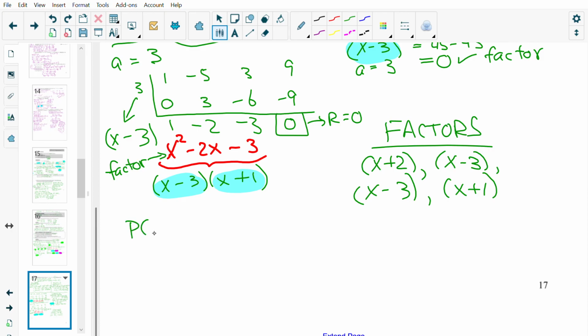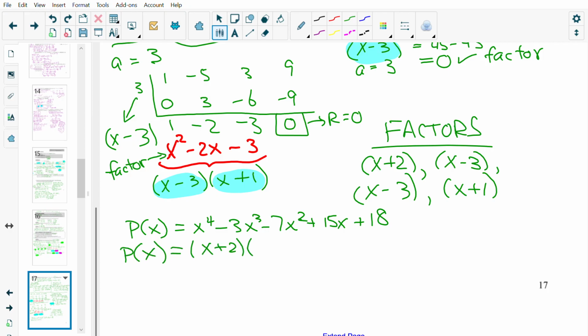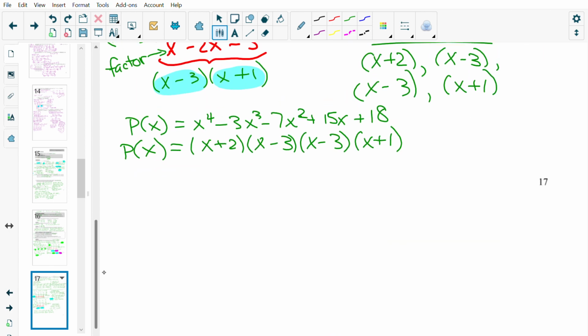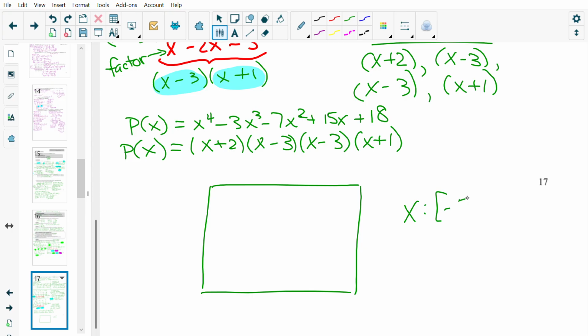Okay, and then it says fully factored form. So P of x, we started out with this. Let me write it out. And we ended up with this, a fully factored form: x plus 2 times x minus 3 times x minus 3 times x plus 1. Verify graphically. So when we verify this graphically, here's my window.